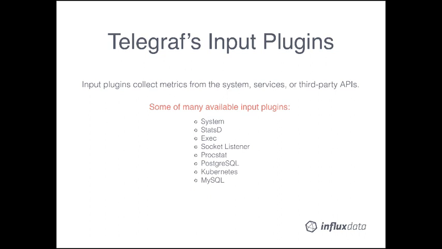You've already seen the system plugin, which collects information about your system's CPU, memory, disk usage, and other system-level data. There are also input plugins for statsd, exec, socket listener, procstat, Postgres, Kubernetes, and MySQL. The Telegraf GitHub repo includes a complete list of input plugins, as well as readmes for each one.